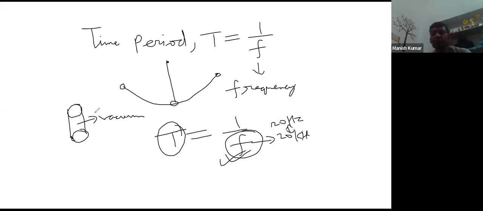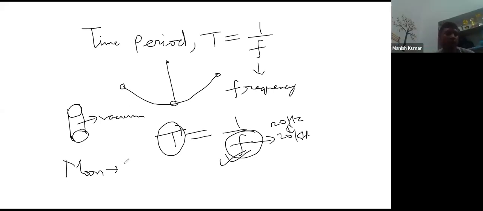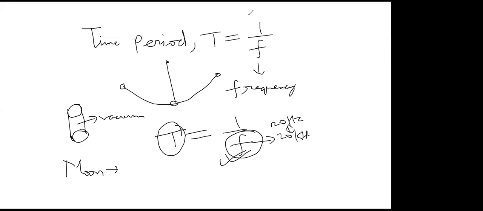Same is the case on the moon. On the moon also, sound can't be produced. Why? Because there is no air, there is no atmosphere on the moon. So the question can indirectly come in your test: why is there no sound on the moon?